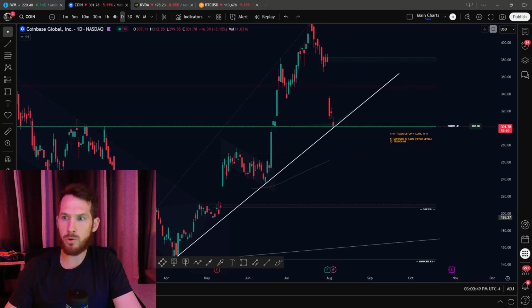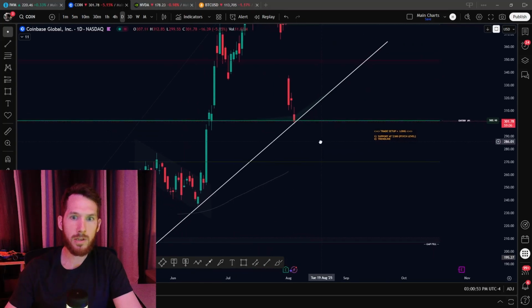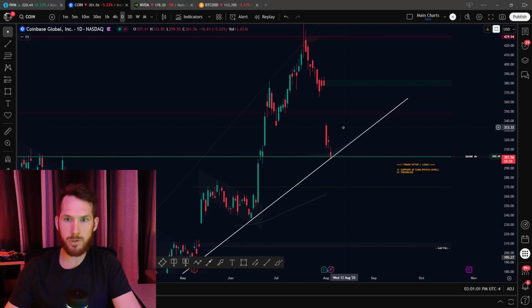I mean, you can see that currently price is respecting this trend line here, and we'll see if price can bounce tomorrow. So if it does bounce, where's it going to go? Well, I think that we could get a move up to this gap fill right here, and if we hit this gap fill, it's probably going to pull back and retest this trend line.